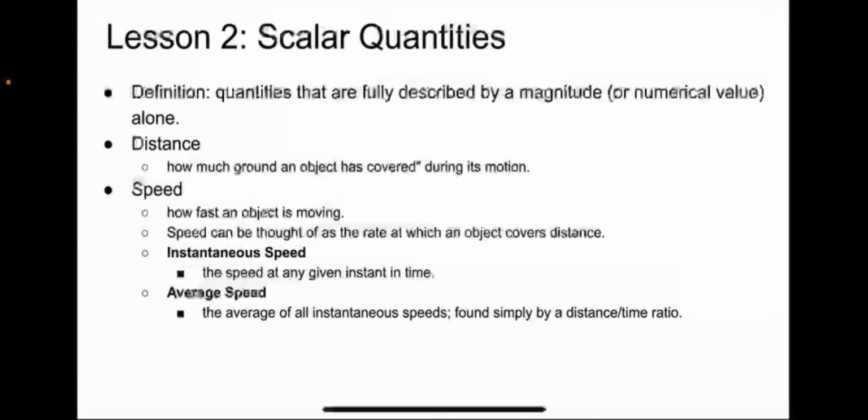Lesson 2. Scalar quantities. Definition: quantities that are fully described by a magnitude or numerical value alone. Distance: how much ground an object has covered during its motion. Speed: how fast an object is moving. Speed can be thought of as the rate at which an object covers distance.